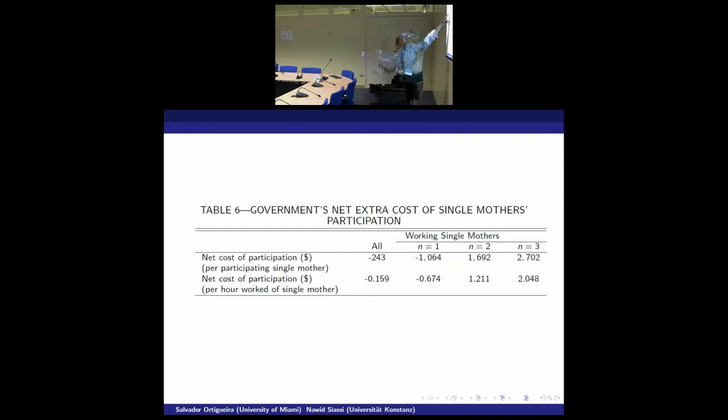We can do the same for the net cost of participation per hour worked. That is, this is not per mother, this is per hour worked. And this is also in dollars. So we pay $2 per hour worked of a mother of 3. So every hour a mother of 3 is working is costing the treasury $2. Okay? So now, why are these numbers important? Because if we think that a single mother working has some value beyond the money that she gets, because she can get attachment to the labor market, then these $2 might be worth spending. If there is no such value, probably we should not have them participating, because they cost us $2 per hour that they work.